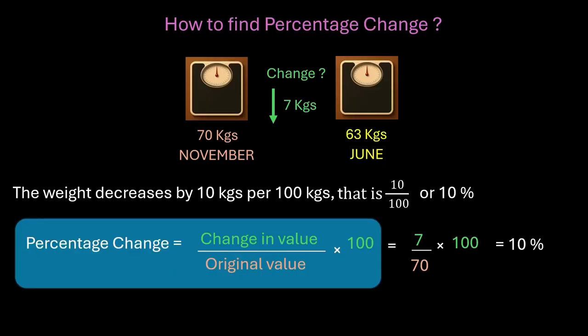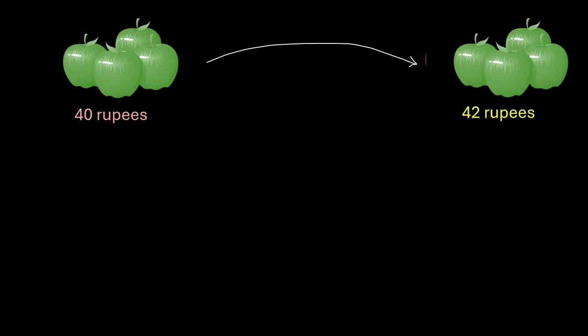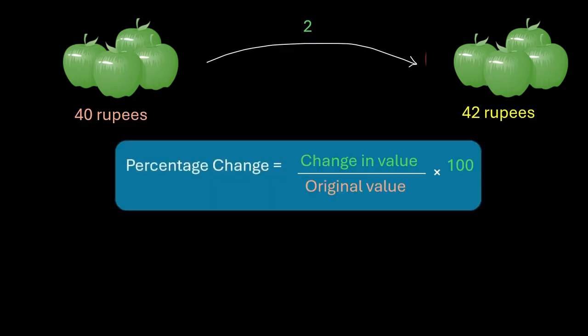Let us take one more example. We have 1 kg of apples which costed 40 rupees, but over time their price changed from 40 to 42 rupees. Now, what is the change here? The change is of 2 rupees. I need to find the percentage of this price change. So, let's recall the formula. Percentage change is change in value upon original value into 100. The change here is of 2 rupees. Original value is 40 into 100. So, that becomes 200 divided by 40, which is 5%. So, the price has increased by 5%.